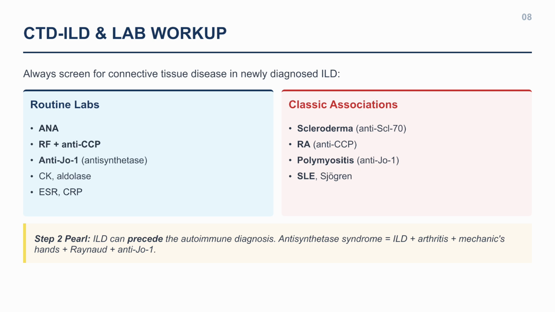Scleroderma is linked to anti-Scl-70, rheumatoid arthritis with anti-CCP, polymyositis and antisynthetase syndrome with anti-Jo1. Lupus and Sjogren's syndrome also cause ILD. Step 2 Pearl: ILD can precede the autoimmune diagnosis. Antisynthetase syndrome presents with ILD plus inflammatory arthritis, mechanic's hands, Raynaud phenomenon, and anti-Jo1 antibodies.